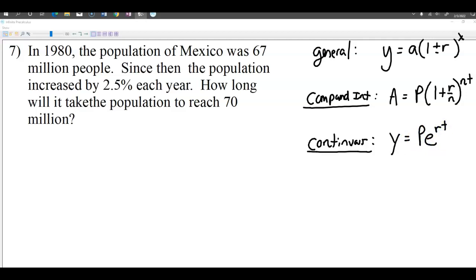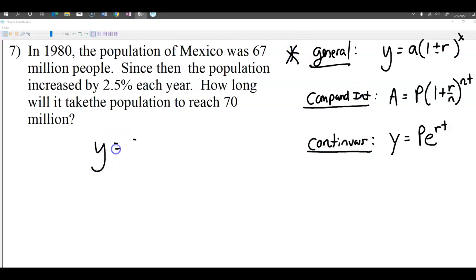All right, let's go ahead and take a look at number 7 here and see which one of these formulas we're going to use. So in 1980, the population of Mexico was 67 million people. Since then, the population increased by 2.5% each year. How long will it take the population to reach 70 million? Since there is no word in here, it doesn't say compounded, and it doesn't say continuous, it's neither one of these. It's the general formula. It's this guy up here. So I'm going to use this.